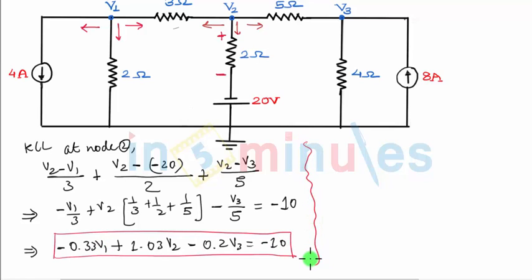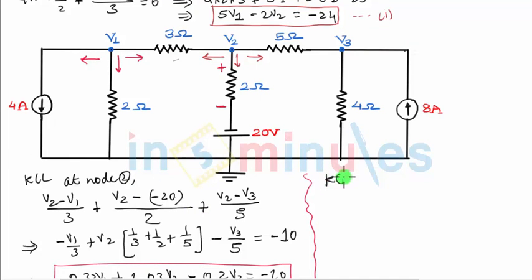Let us now write the third KCL equation, KCL at node 3. At node 3, we will again define 3 outgoing currents. This is the outgoing current through the 5 ohm resistance. This is through the 4 ohm resistance. Now see, instead of defining an outgoing current in this branch, because there is a current source already in the branch and the current direction is entering the node, we will define an incoming current. We will not disturb the direction of the current source which is given to us.